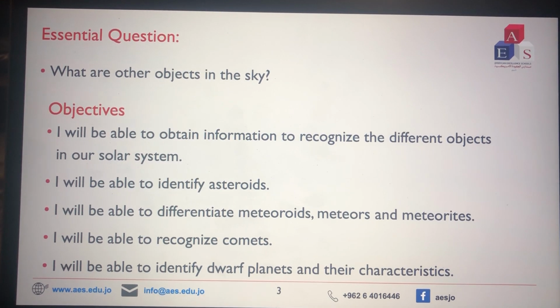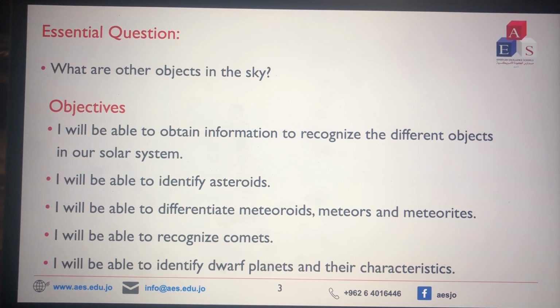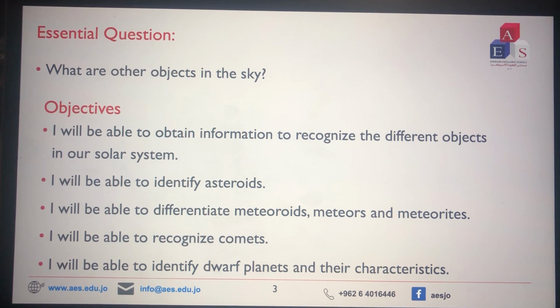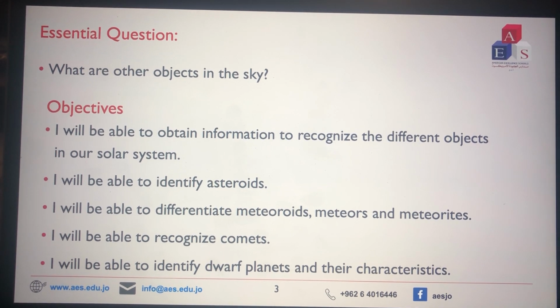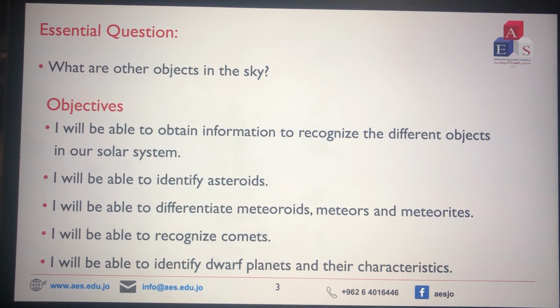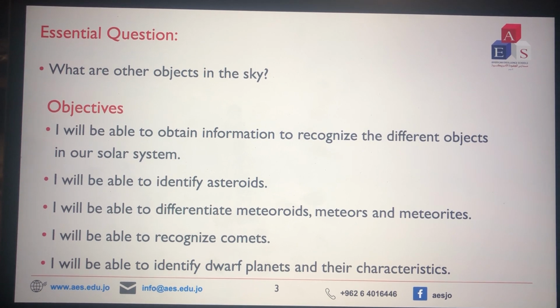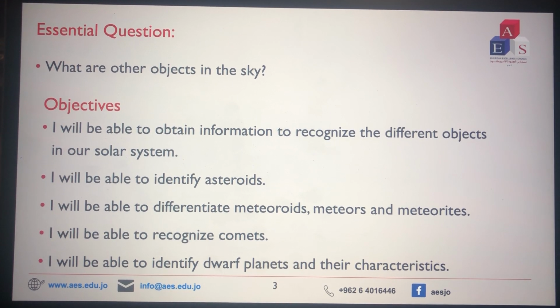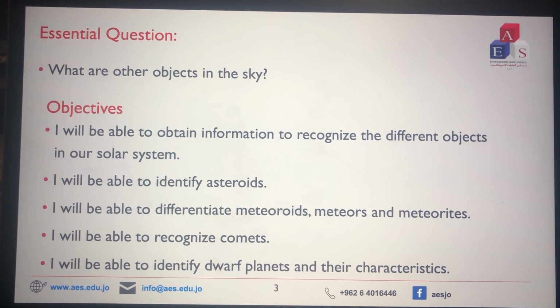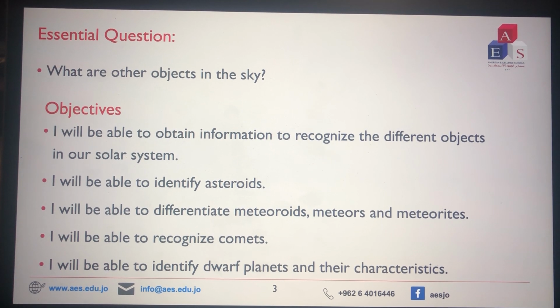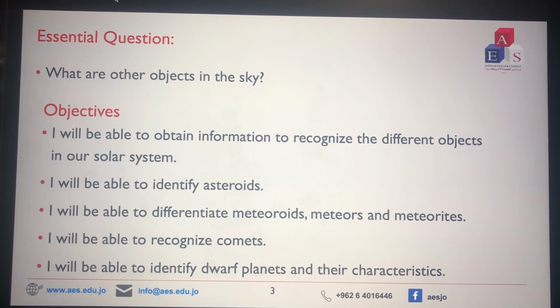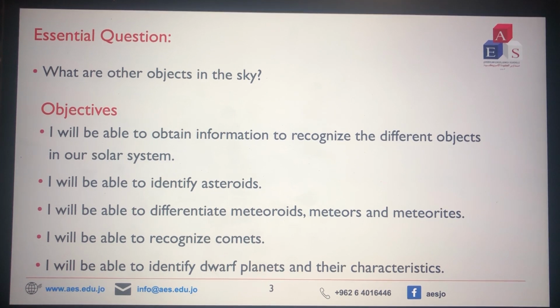So, what are other objects in the sky? At the end of this lesson, you will be able to obtain information to recognize the different objects in our solar system. You will be able to identify asteroids. You will be able to differentiate meteors and meteorites. You will be able to recognize comets. You will be able to identify dwarf planets and some of their characteristics.